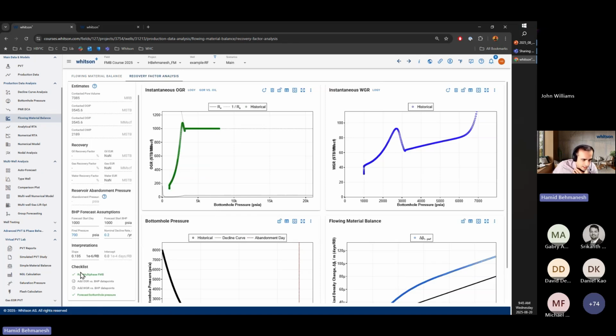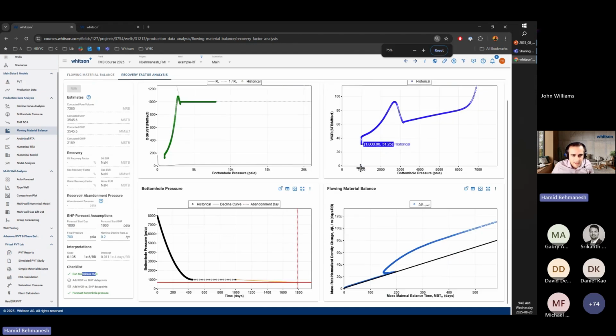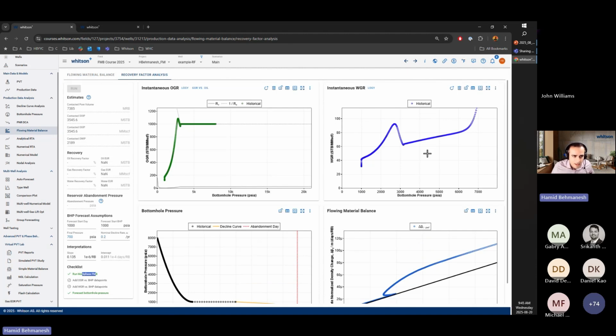And if we go to the recovery factor, there's a checklist at the bottom. We need to accomplish these steps before we calculate the recovery factor. The first one is run material balance, which we already did. To get you familiar with this interface, there are four plots. The bottom right plot is the FMB, a copy of the FMB where we threw our line through the data. The top one is the OGR and water-gas ratio. We have this much history.